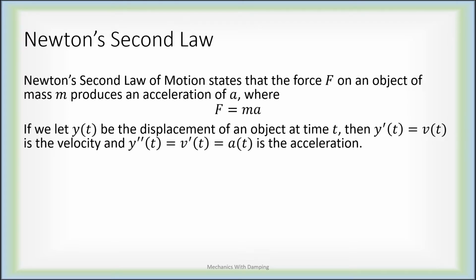If we let y of t be the displacement of an object, in other words, its position or distance from original starting position, then y prime is its velocity and y double prime is its acceleration. All of this is pretty standard stuff for anyone who's taken Calc 1.